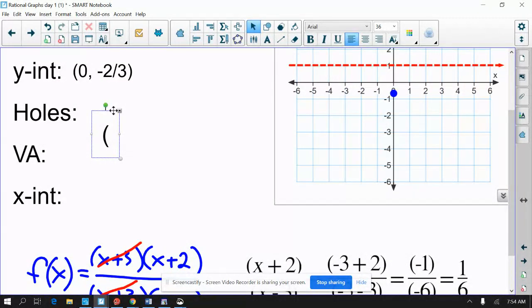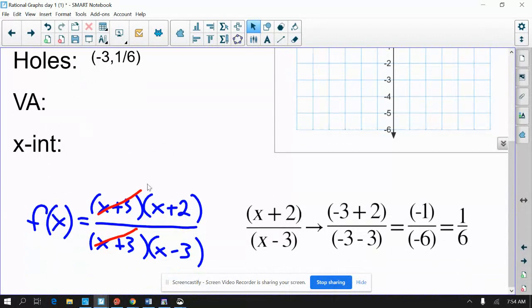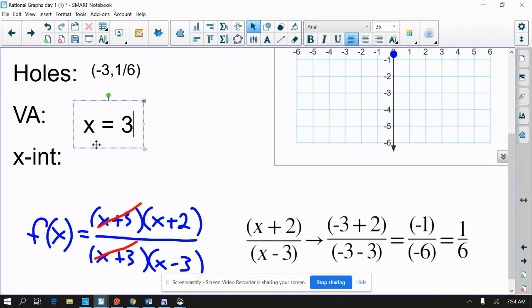So that is the hole: negative 3, comma, 1/6. Now, how do you graph that? We'll graph that last. I'll show you how we do that. Vertical asymptotes? Well, yes, 3. X equals 3 is a vertical asymptote because x equals 3 makes you divide by 0, and it didn't cancel out. So there is a vertical asymptote at x equals 3.